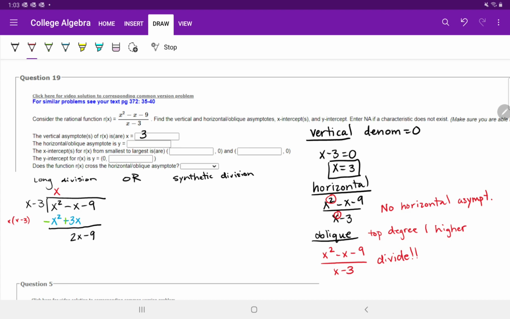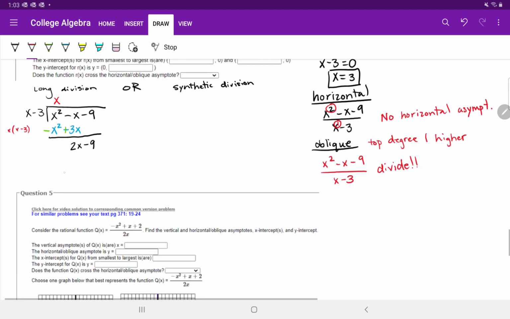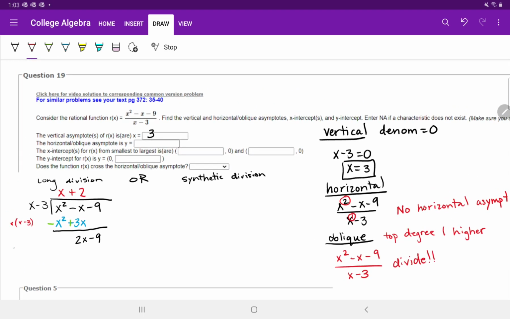Next step, we ask, what do I multiply by x to get 2x? What do I multiply by x to turn it into a 2x? And that would just be positive 2. So now we take that positive 2 and we multiply it by our divisor, x minus 3, and that result goes on our next line, 2x minus 6. But since we're subtracting, we have to switch this sign and switch this sign.